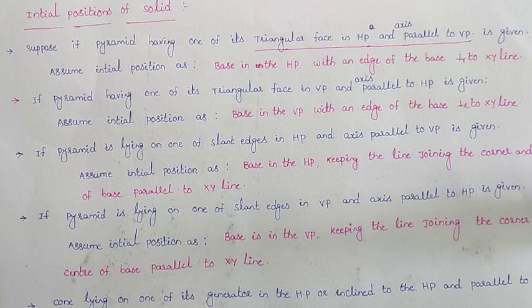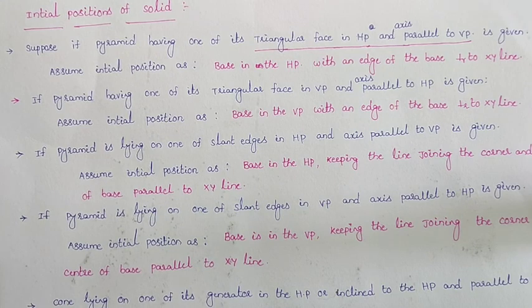So if the pyramid has one of its triangle faces on the HP, suppose in the problem they are giving that the pyramid has one of its triangle faces on the HP and the axis parallel to the VP, then at the initial stage, whenever we draw the projections, we can assume the base is on the HP with an edge of the base perpendicular to the XY line. So the base is on the HP.